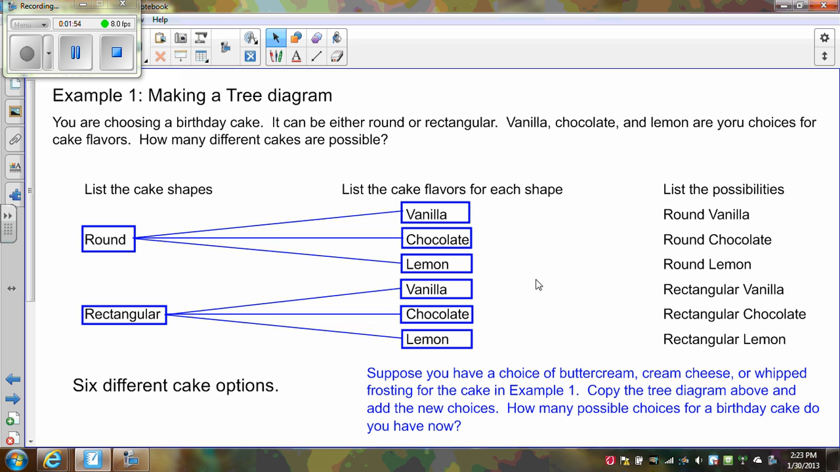What I'd like you to do is suppose now you have the choice of icing. You can have buttercream, cream cheese, or whipped frosting for the cake in example 1. Copy the tree diagram above and then add the new choices. How many possible choices for a birthday cake do you have now that you have to choose between the 3 different types of icing? Press pause now and give that a try.